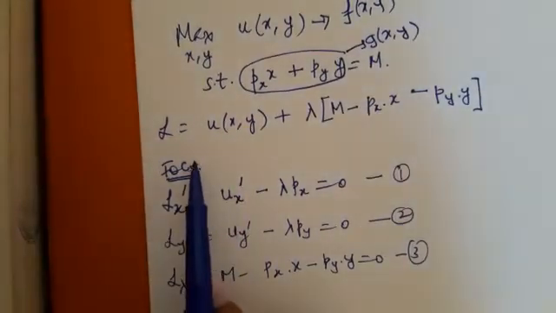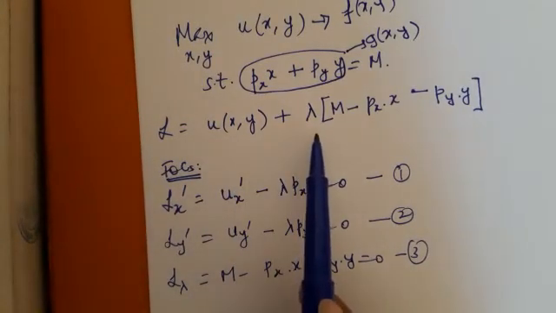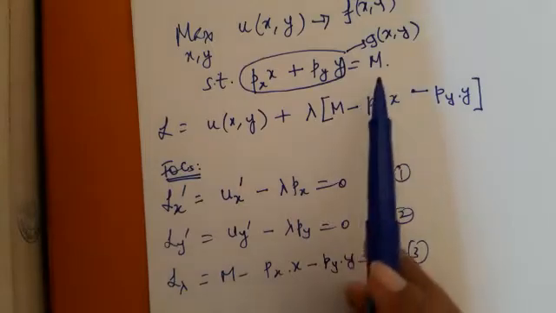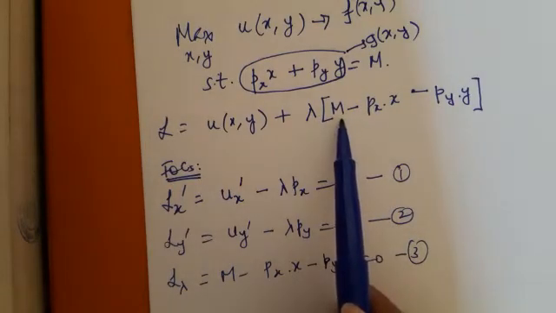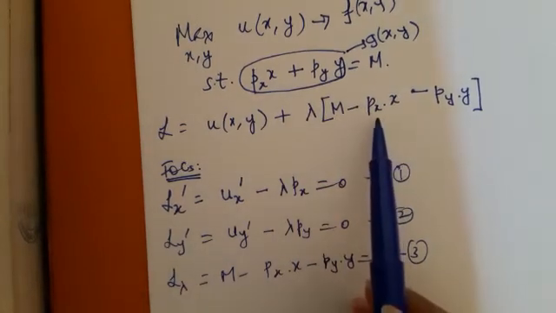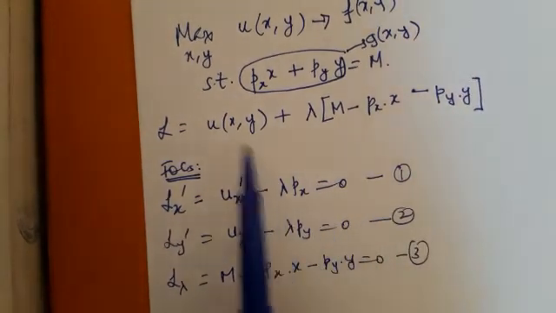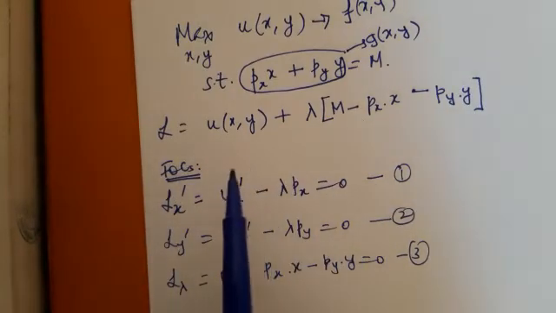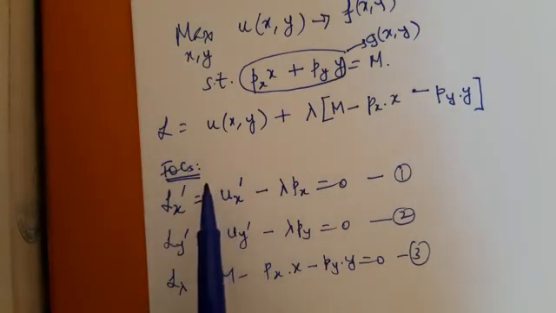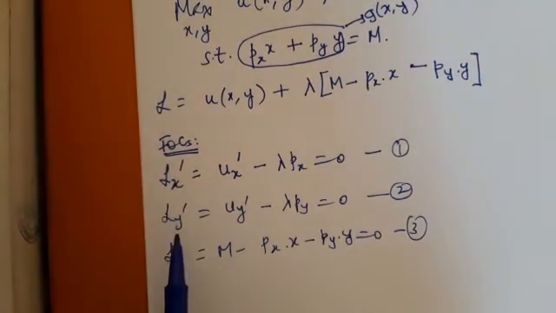So you'll write the Lagrangian as u of x comma y plus the Lagrangian multiplier times the constraint constant, which is m, minus this g of x comma y function. So that's m minus price of x times x minus price of y times y. This is your Lagrangian. And now when you look at the first order necessary conditions and put them equal to 0, you're going to get the following first order conditions.